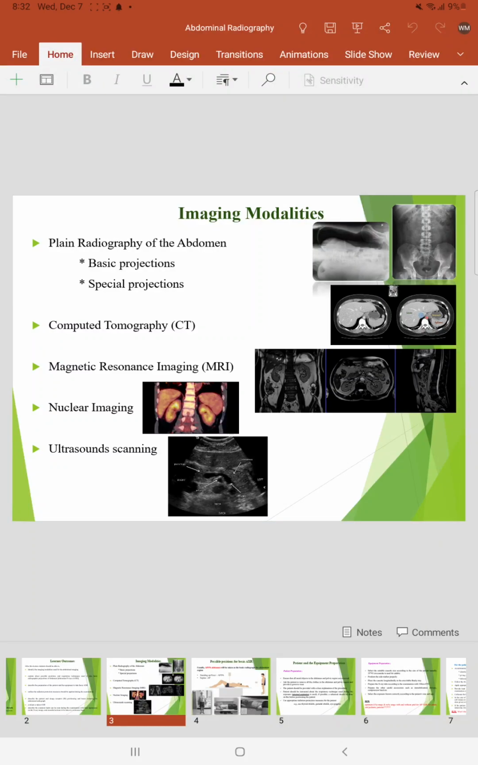Hello everyone. Today we are going to learn about abdominal radiography. There are few imaging modalities: plain radiography of the abdomen, CT, MRI, nuclear imaging and ultrasound scanner.